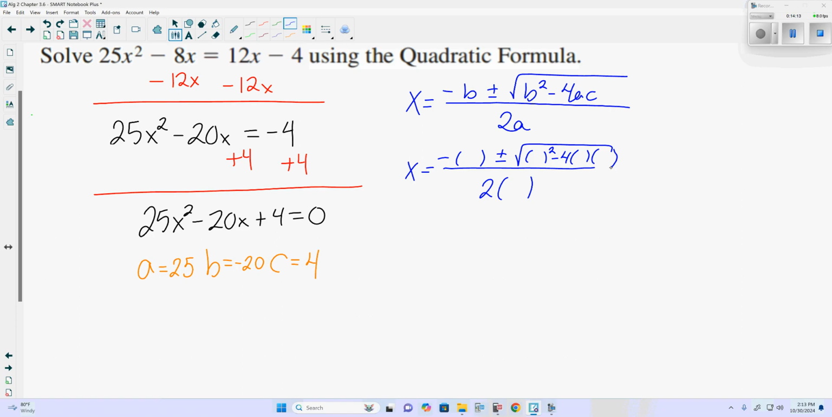All right, so we need to plug in our values of a, b, and c. So our first one is negative b. Well, that'd be negative 20. Plus or minus, well, again, b squared, so negative 20 squared. Minus 4 times a, well, a is 25. C is 4, over 2a, 2 times 25. Luckily, now our negative 20 is going to be positive 20. 2 times 25 is 50.